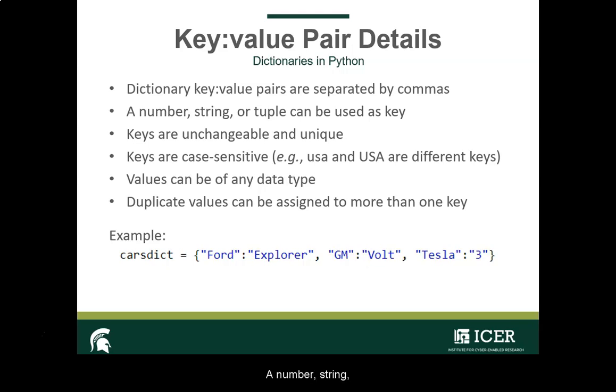A number, string, or tuple can be used as a key, but keys are unchangeable and must be unique. Keys are also case sensitive, so a lowercase USA key will be treated differently than an uppercase USA key. The values can be of any data type, and duplicate values can be assigned to one or more unique keys.